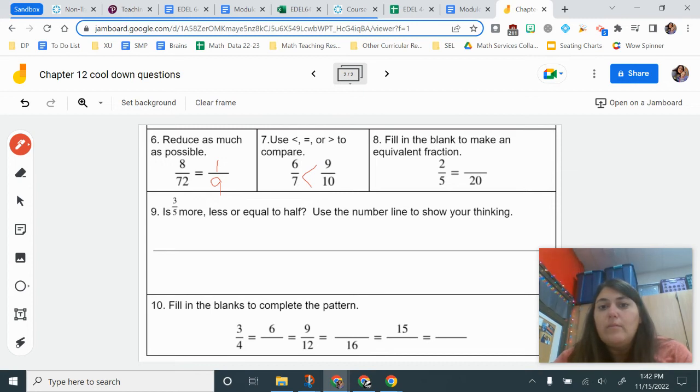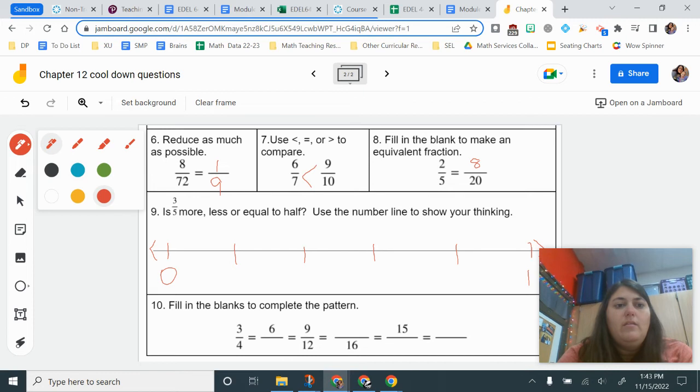Number 8, filling in the fraction to make it equivalent. So 5 times 4 is 20. So 2 times 4 is 8. 8/20. And then let's see, moving on to number 9, we're going to show 3/5 on the number line. Again, showing my benchmarks. So I've got 0, I've got 1, and I'm going to try and do fifths. 4 lines down makes fifths. And then the other thing I'm going to do, so I'll make 3/5 here.